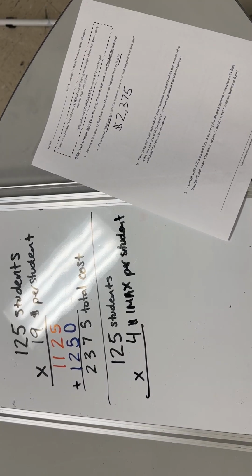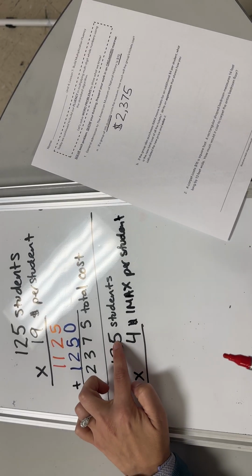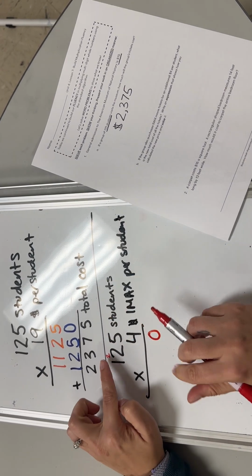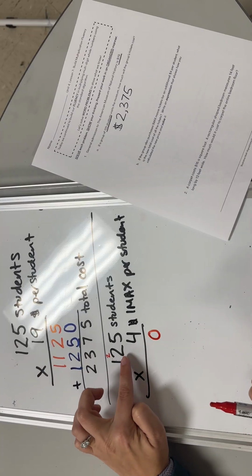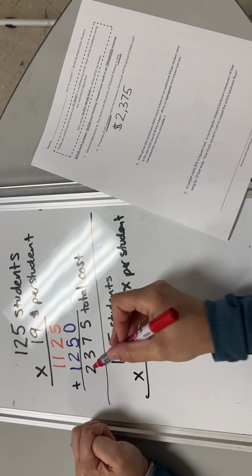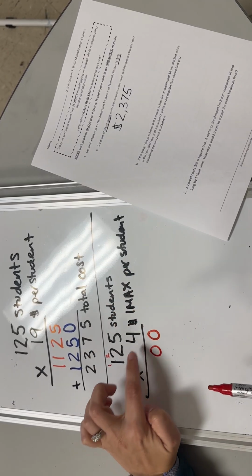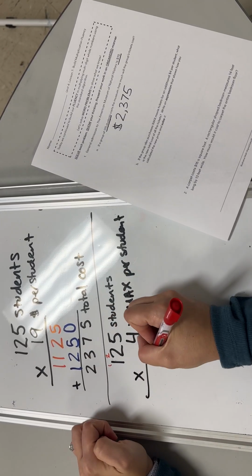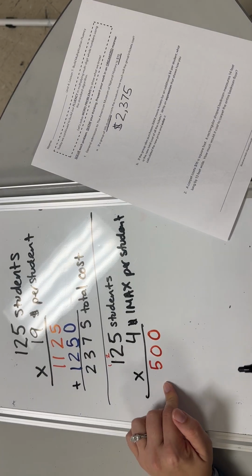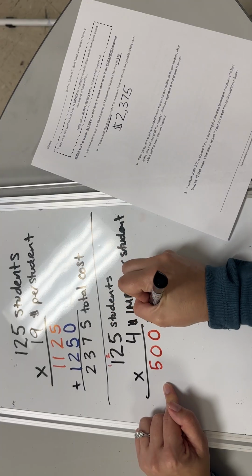Now I will multiply. I get 4 times 5 to get 20, which is 0 and carry a 2. Then I do 4 times 2 to get 8, plus 2 is 10. So I'll add the 0, carry the 1. 4 times 1 is 4, plus 1 is 5. So that means for all the students to attend the IMAX theater, in addition to going to the American History Museum, they're going to have to pay another $500 total dollars.